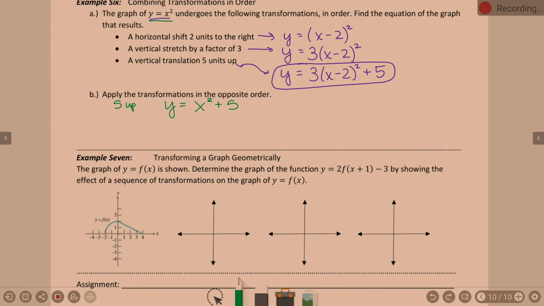Then, vertical stretch by a factor of 3. 3x squared plus 5? What'd you say? 3x squared plus 5. Maybe. Except that this vertical stretch is on the whole thing. So I'm going to take my x squared plus 5 and put it in parentheses. So y equals 3 times (x squared plus 5). Because it makes a difference whether you stretch it before you move it. That definitely makes a difference.